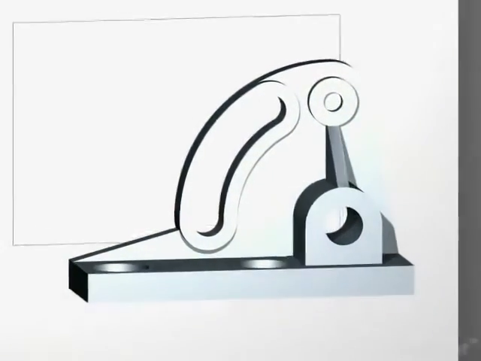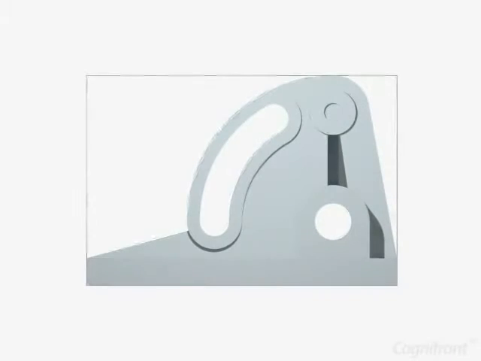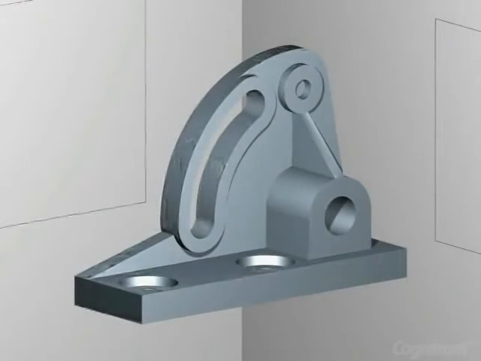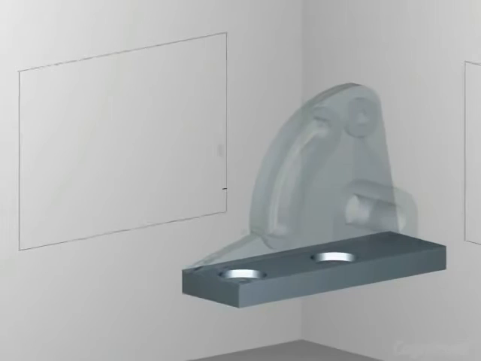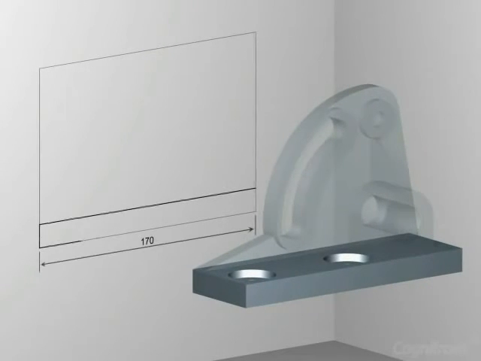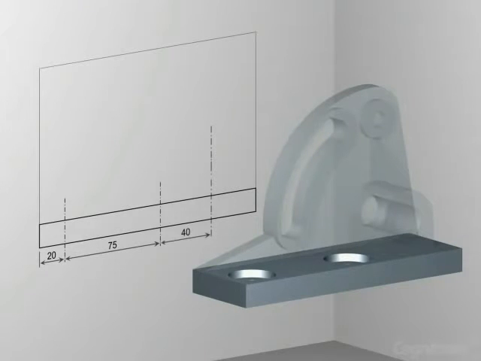Now let us start with the front view, and we will first draw the rectangle for the base plate 170 mm by 15 mm. Then draw three vertical center lines at a distance of 20 mm, 75 mm and 40 mm from the left side.